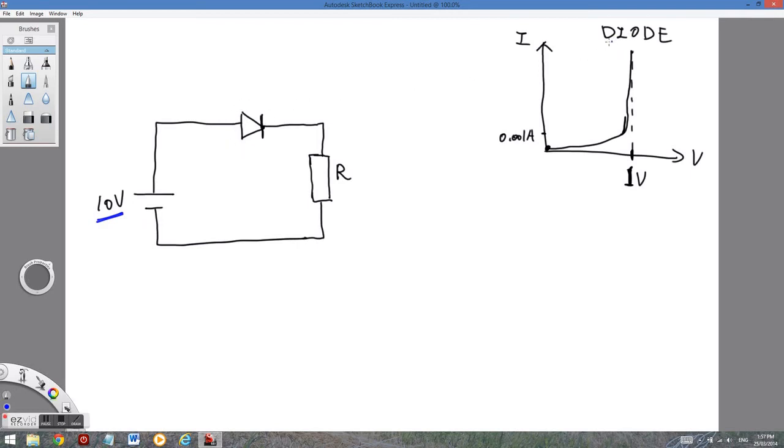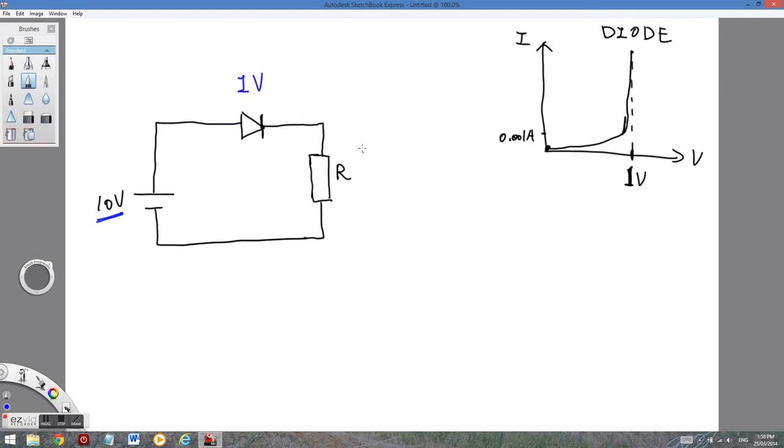Now for every diode there will be a graph. If you look at this diode, it tells me the current can increase to infinity. However, the maximum voltage it will operate at is 1 volt. So after about 0.001 amps, the diode operates at 1 volt. We call this the operating voltage of the diode. So from the graph I know the diode is operating at 1 volt.